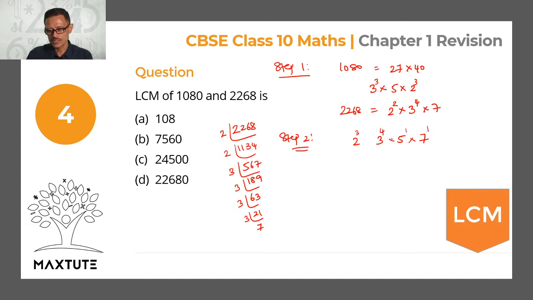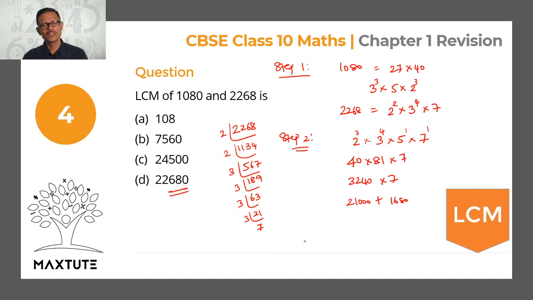So these are the numbers that we have. The product of this should give us the answer. Let's quickly run through what we have. 2 cube into 5, which is 8 into 5, 40 times 81 times 7. 40 into 80 is 3200. 40 into 81 is 3240 times 7. That's what we have. 3000 into 7 is 21,000. So that part is done. 240 into 7 is 1680. So the answer is 22680. So the LCM of these two numbers is 22,680.